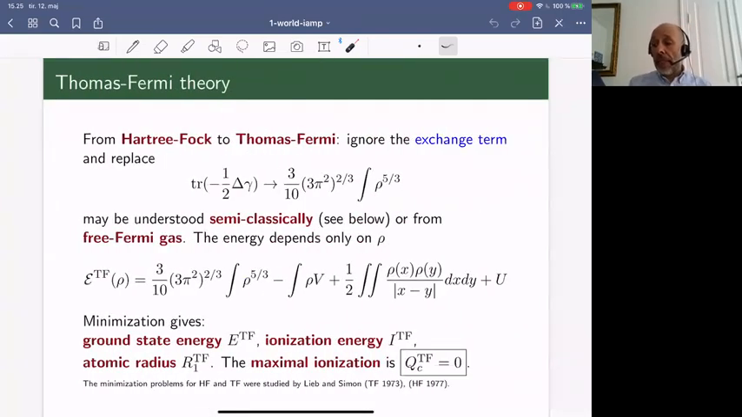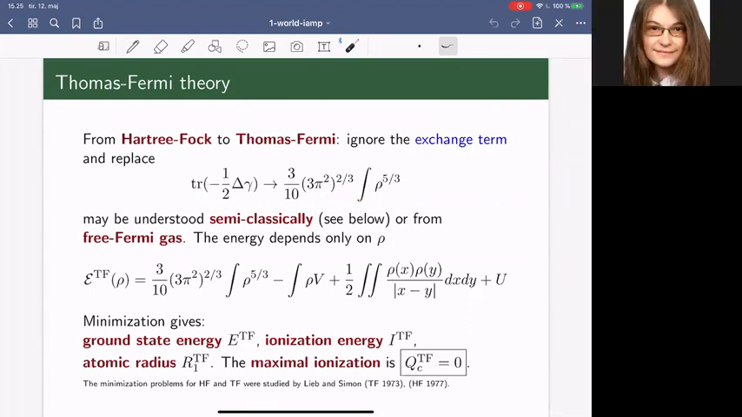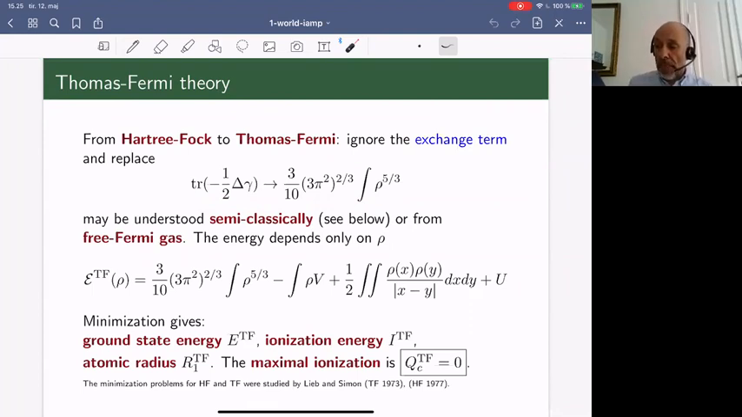Now, in Thomas-Fermi theory, you ignore the exchange term, and you replace the kinetic energy by an expression that depends only on the density. Now, how to understand this expression here? One way, which I will explain below, is semi-classically, from a more mathematical point of view. But you can also just think of it from the free Fermi gas. We know that in the free Fermi gas, the energy goes like n to the 5/3. And if you use this energy n to the 5/3 locally, you can express it as an integral of rho to the 5/3. This is how Thomas and Fermi introduced it back in the 20s.